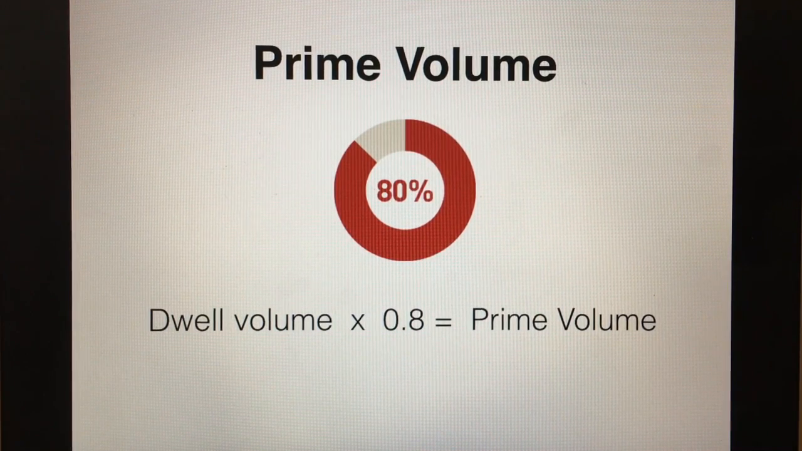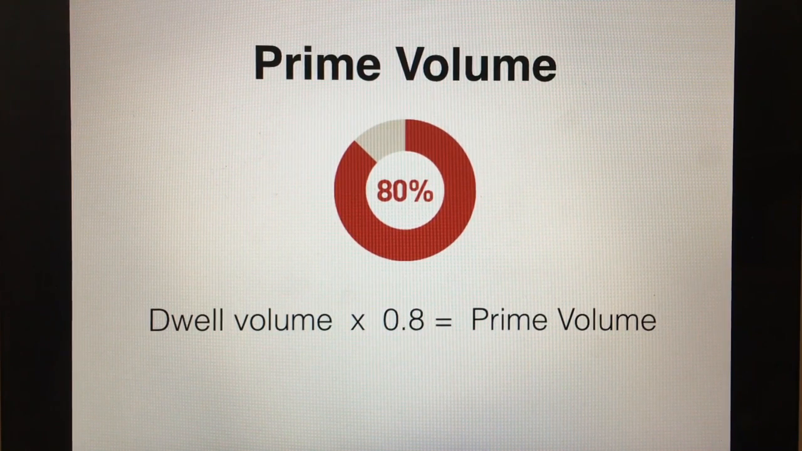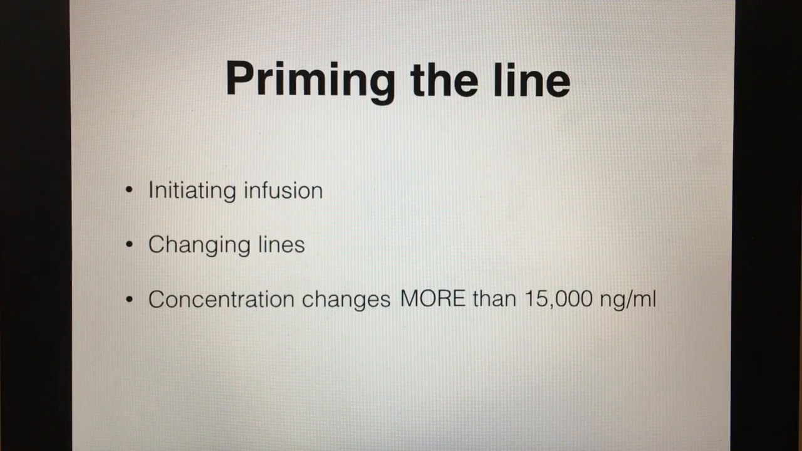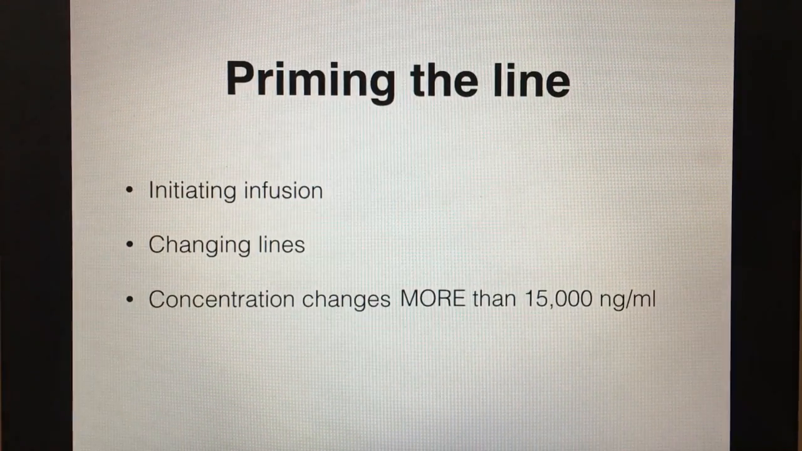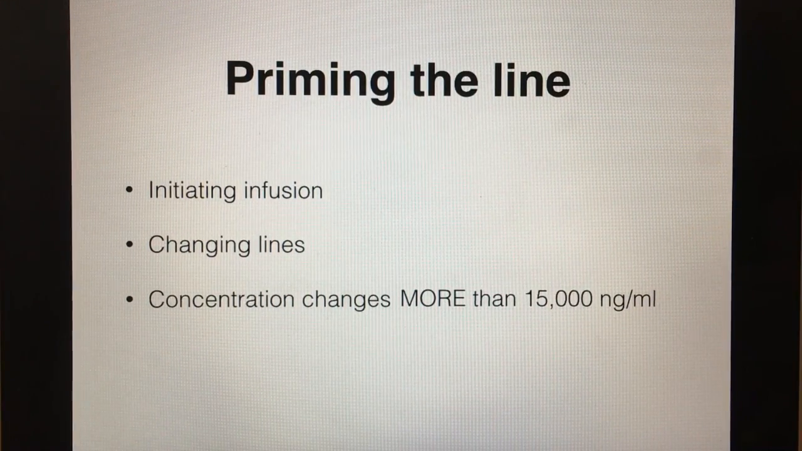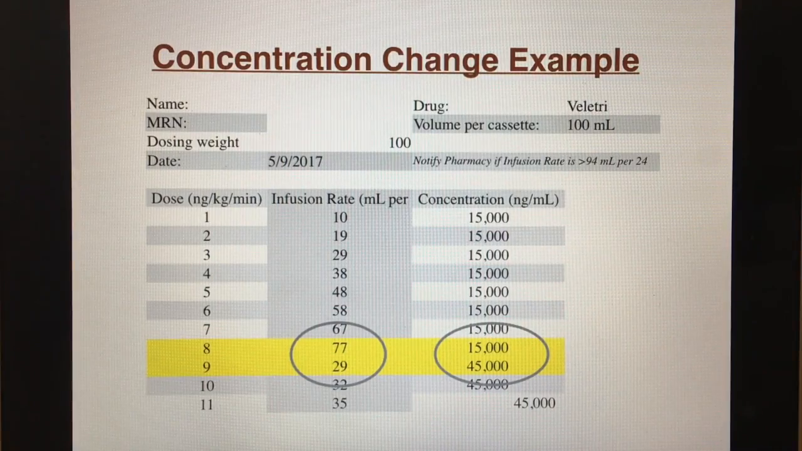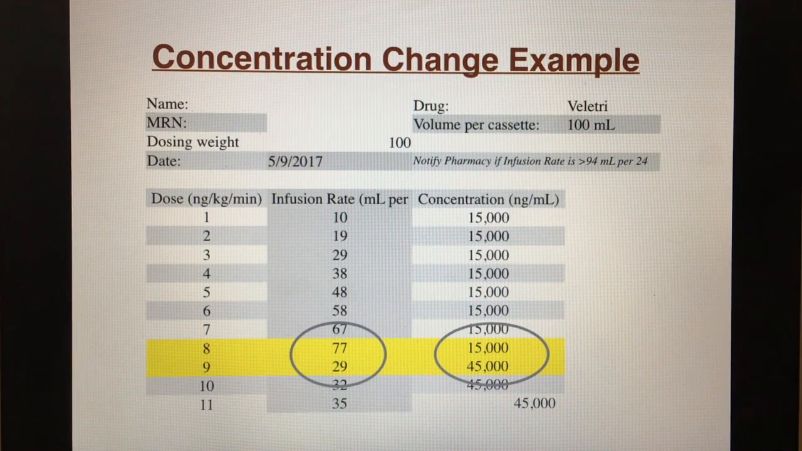Okay, so we just went over how to determine the dwell and prime the line. Again, the prime volume is 80% of the dwell. So you take your dwell volume, you times it by 0.8, and that gives you your prime volume. We prime the line when we're initiating the infusion, we're changing lines, or the concentration change is more than 15,000 nanograms per ml.